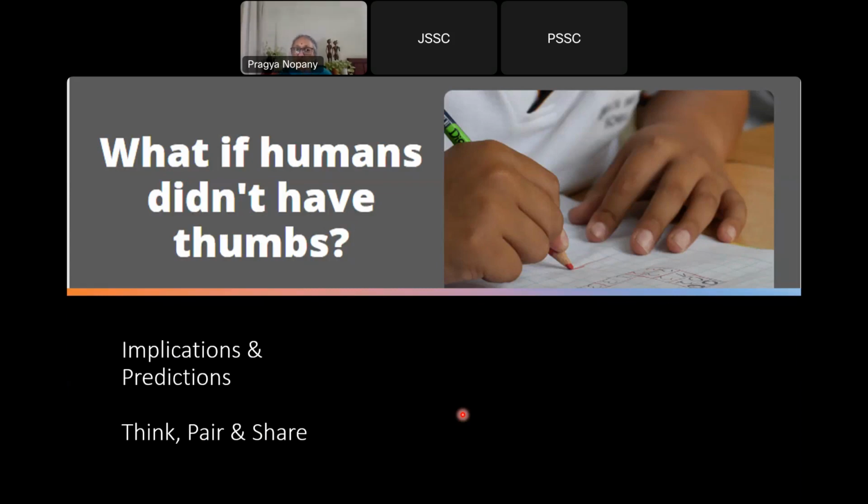Supposing we ask them, what if humans didn't have thumbs? What would be the implications? Right? And then what can they predict? Now, this is a very, very important competency, to be able to think of scientific implications and how we can predict. We can also bring in what are the animals who don't have thumbs, how their thumbs are different and our thumbs are different, why the thumb is needed.